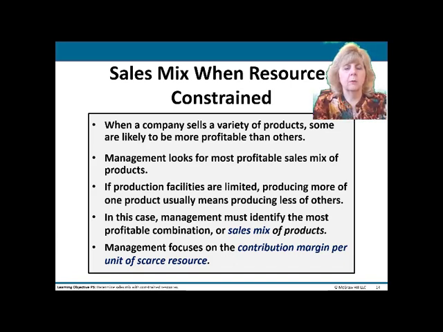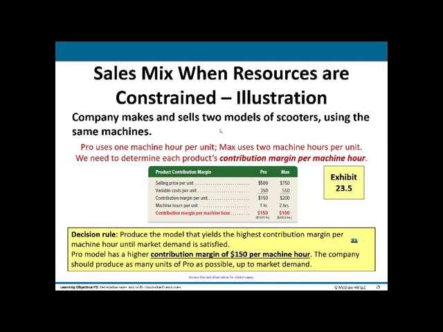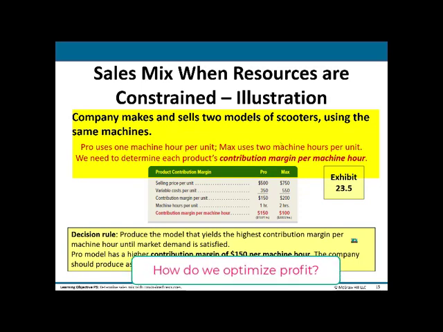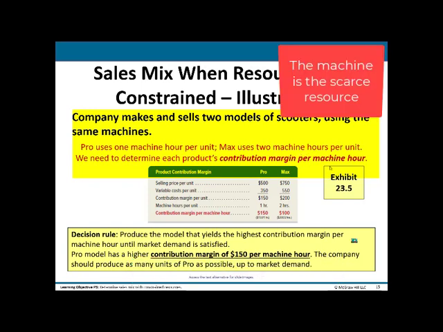So that is a good summary of what we just talked about in the handout. I wanted to show you some examples that the author gives you. In this example, the company sells 2 models of scooters using the same machine. Pro uses 1 machine hour per unit, Max uses 2 machine hours per unit. We need to determine each product's contribution margin per machine hour. Again, the machine hour is the scarce resource.